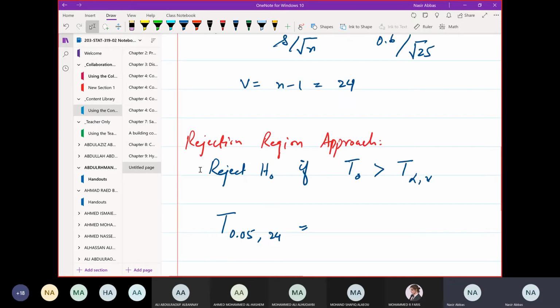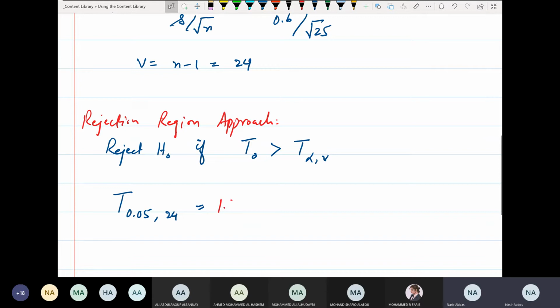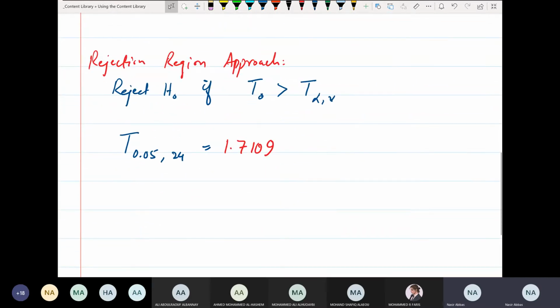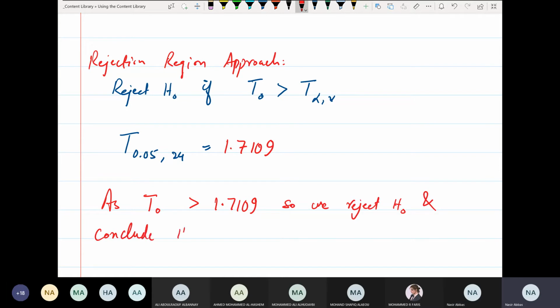So the critical value comes out to be 1.7109. So I will reject H0 if my T0, which came out to be 4 point something, is greater than 1.7109. So I will say as my T0 is more than 1.7109, we reject H0 and conclude that the average is more than 11. Sorry, we were testing 11. The average is more than 11. That is the rejection region approach. Let's talk about the p-value approach.